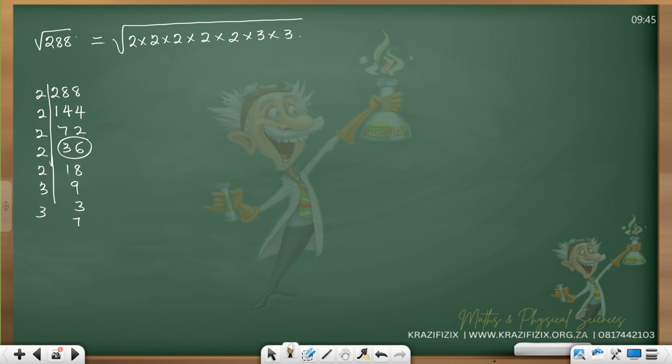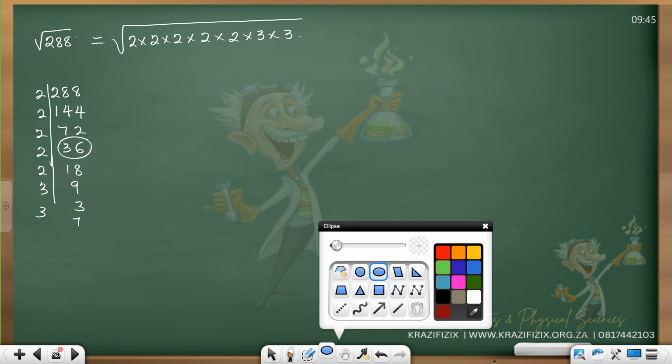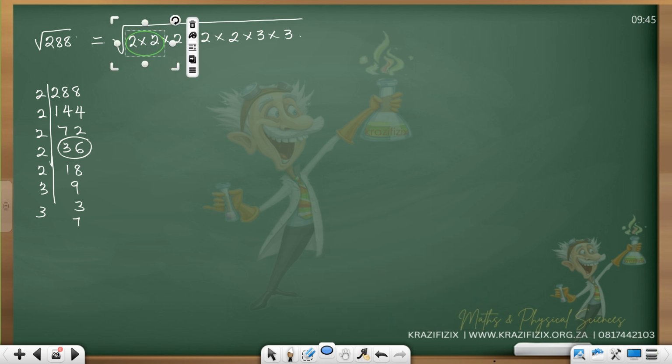Listen to me, my good learners. All I'm looking for is pairs. I have 2 2s, I have 2 2s, and I have 2 3s. This is the way we used to do square root in grade 8. I'm looking for pairs. All I need to do is to pick one of each. Pick one of this, 2. Pick one of this, 2. Pick one of this, 3. And now I have a root that I don't know there, root 2. What is 2 times 2? 4. 4 times 3, 12.